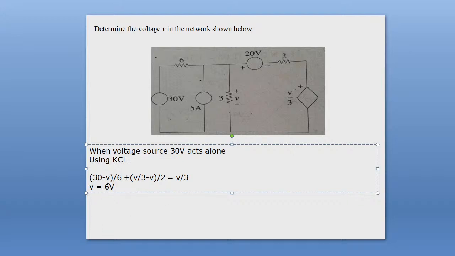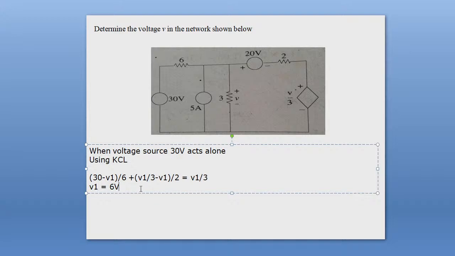But you just change this expression V into V1, because we will calculate the value of V for the 5 ampere source and also for the 20 volt source. Ultimately you will take the sum of all V. So you just change this to V1, otherwise you will get confused.